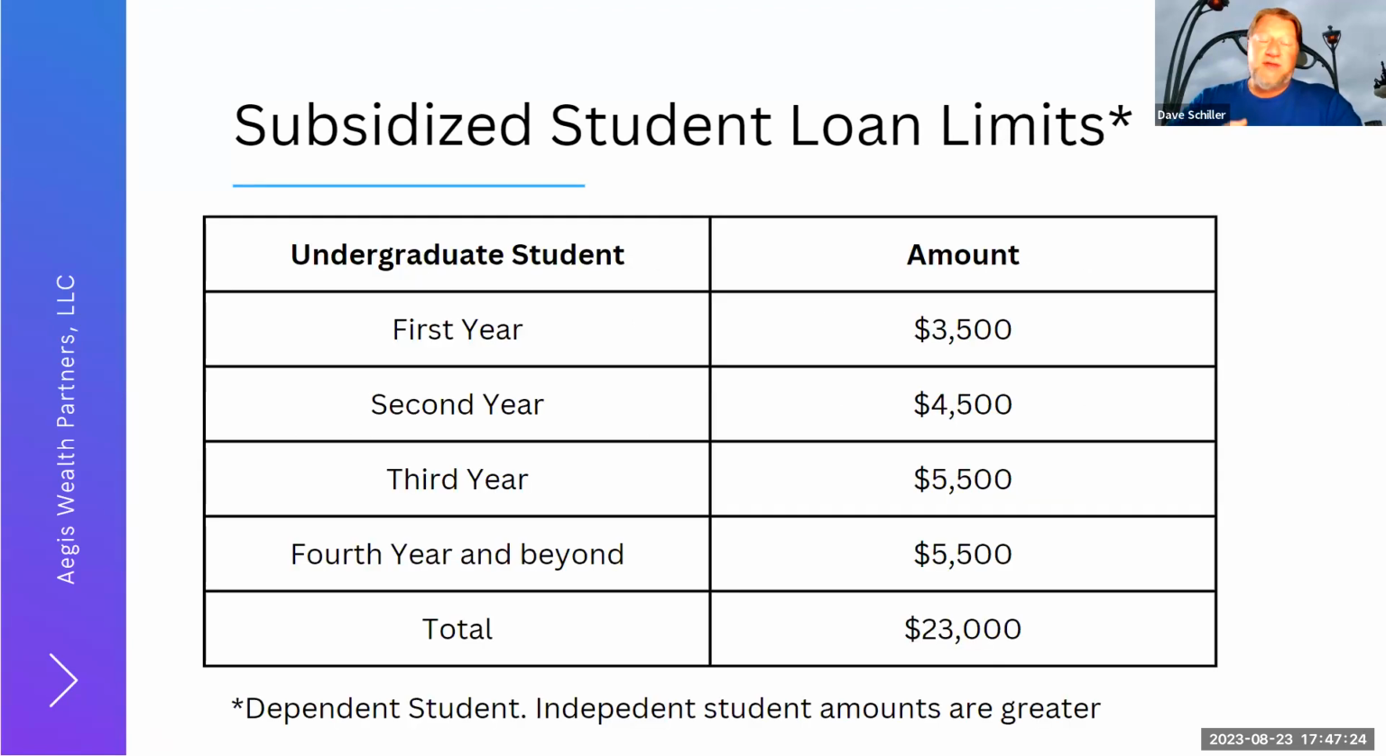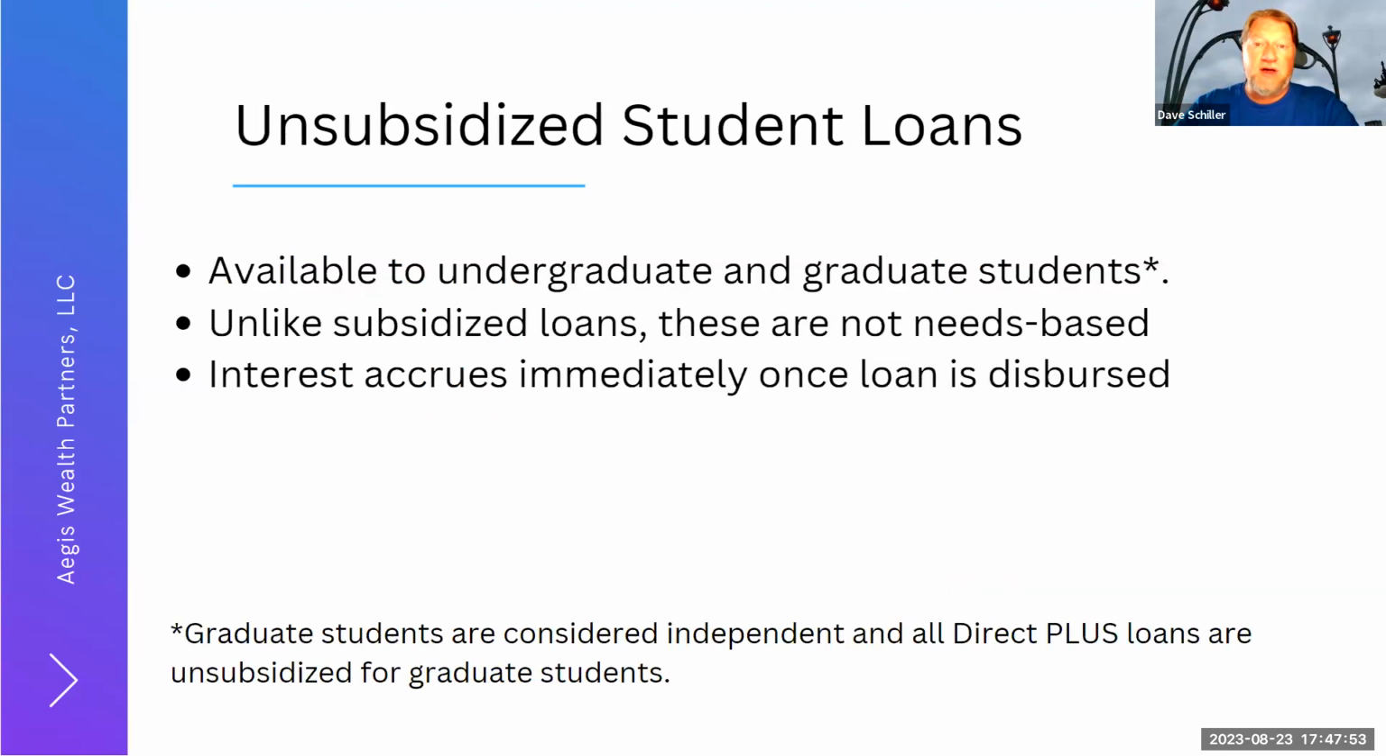And if we go back to that original chart where we saw the loan limit amounts, this is the loan limit amount for the subsidized loan. So for the first year of that $5,500, only $3,500 of that can be a subsidized loan. And you'll see that for the total amount of subsidized undergraduate loans, the most that a student can borrow is $23,000.